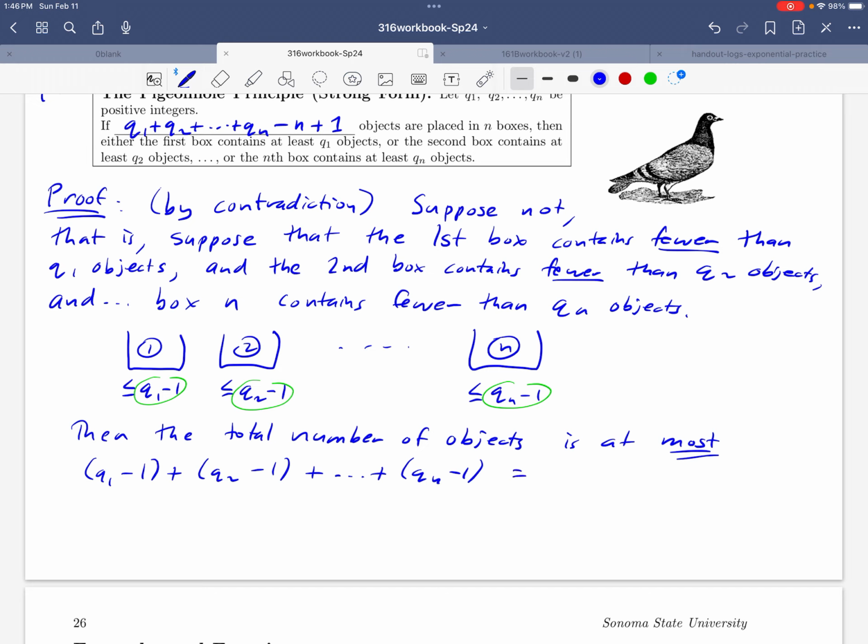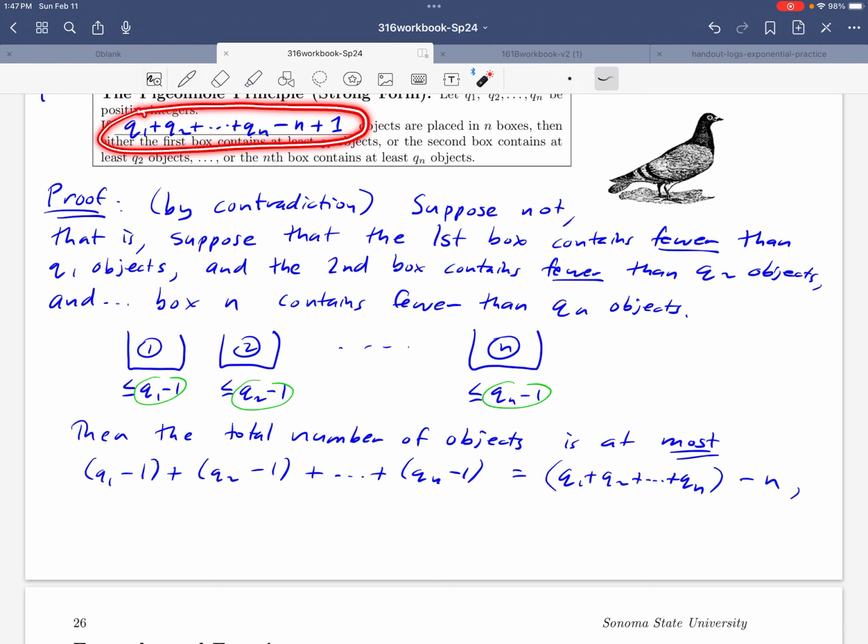If we do the arithmetic there, notice what's going to happen. If we look at the q's first, we're going to be adding up q1 through qn. That's the first part of that. But then we're subtracting the number 1 n times. Here's a minus 1, there's a minus 1, and so on down to the n. And so what we've demonstrated as a result of our assumption is that this number here, that's the biggest number of objects that could be in all of the boxes together. But that contradicts what we assumed at the very beginning, that we've got a number that's 1 bigger than that in all of the boxes.